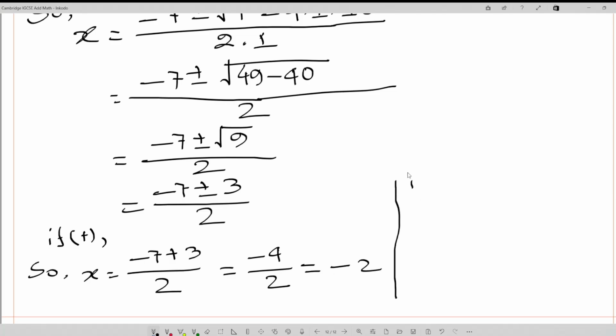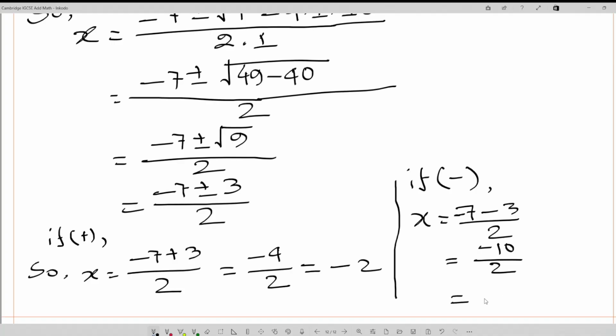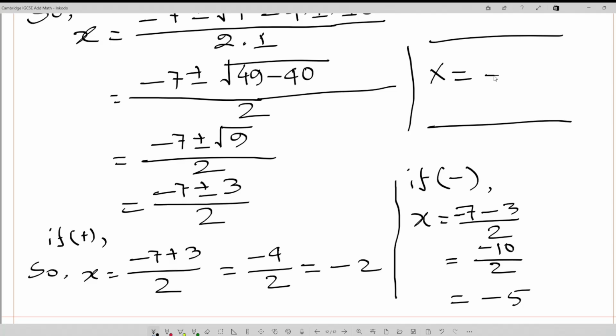Similarly, if minus, here is plus or minus, so first we consider plus, second we consider minus. So in this case x equals minus 7 minus 3, divided by 2, so minus 7 minus 3 is minus 10, divided by 2, and finally the answer is minus 5. So we get two answers, x equals what? Minus 5 or minus 2.